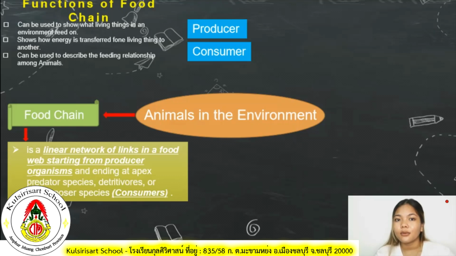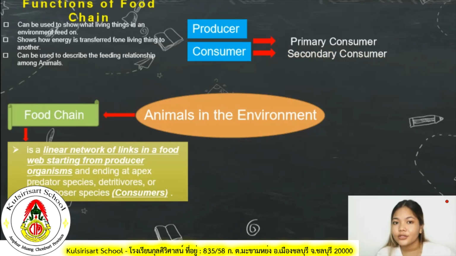Under consumer, we also studied the 3 types of consumer. We have the primary consumer, which feeds on producer. We have the secondary consumer, which feeds on the primary consumer. And we have the tertiary consumer, which feeds on the secondary consumer.